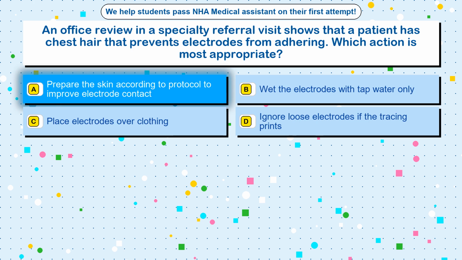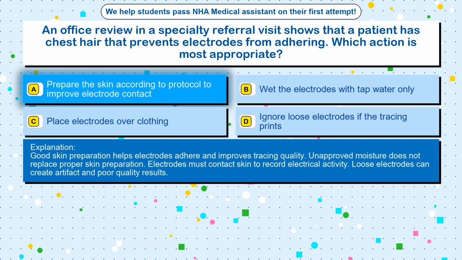Prepare the skin according to protocol to improve electrode contact. Good skin preparation helps electrodes adhere and improves tracing quality. Unapproved moisture does not replace proper skin preparation. Electrodes must contact skin to record electrical activity. Loose electrodes can create artifact and poor quality results.